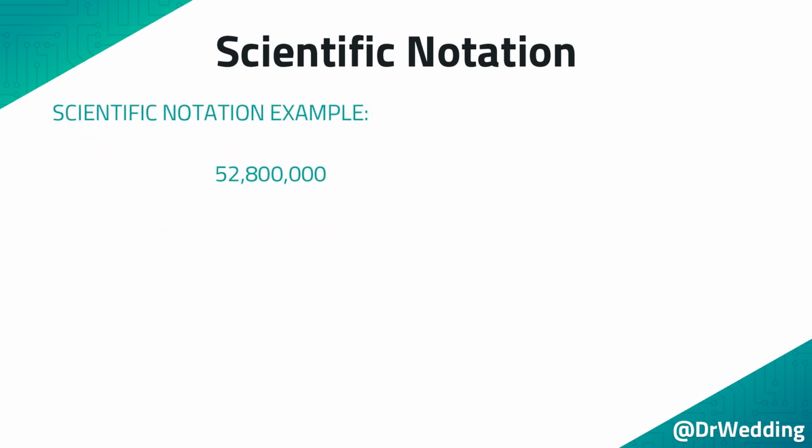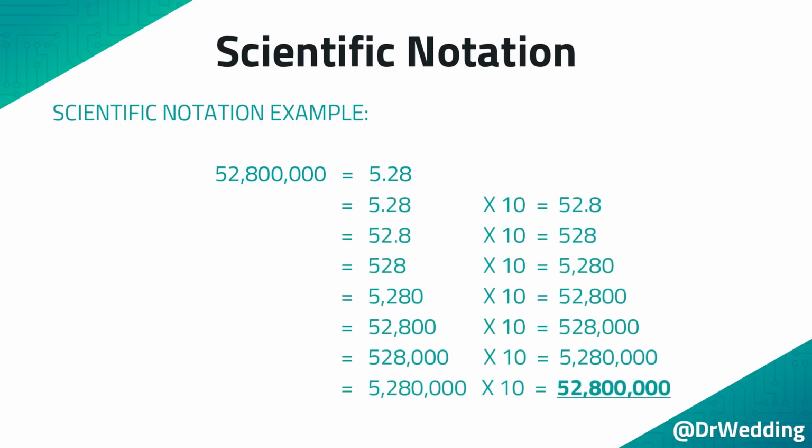Here is an example. Assume you have 52,800,000 and you want to convert it into scientific notation. Scientific notation states that there can only be one value in front of the decimal point, so this value would become 5.28. Obviously, these numbers are not the same. To make them the same, the 5.28 needs to be multiplied by 10, multiple times, until you get back to the original number.